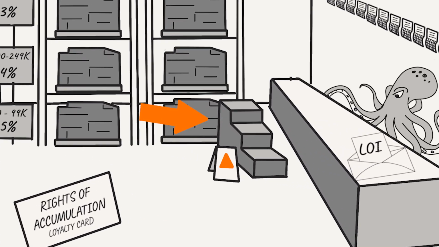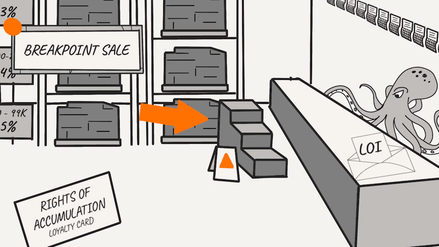Then we see these steps with the warning sign. Notice how the steps almost get up to the second shelf, but are just a little bit short. This is to help you remember breakpoint sales. It's a big no-no in the industry. A breakpoint sale is when a representative gets a customer to buy just below the next breakpoint level.